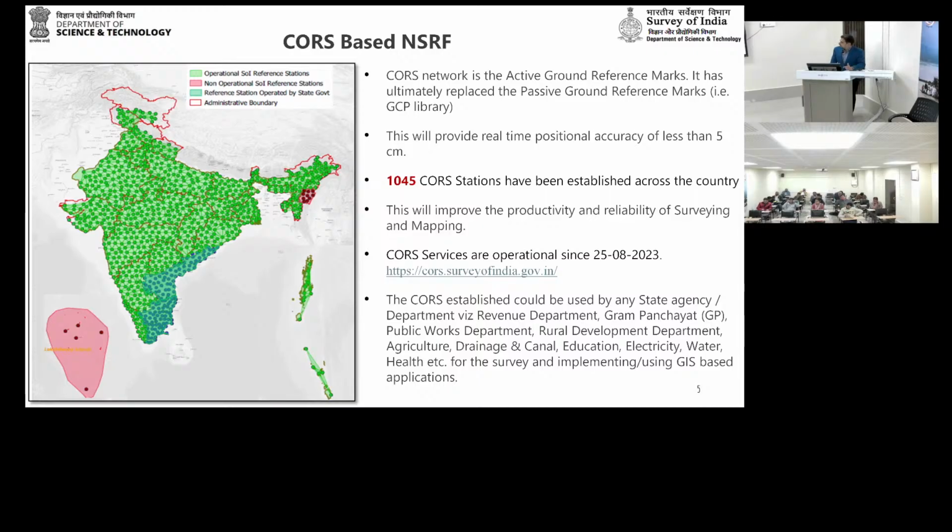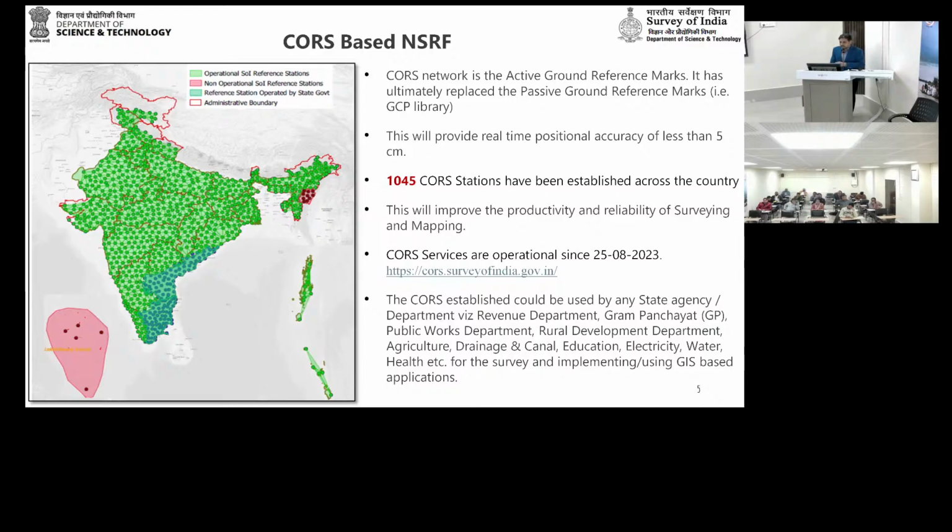This is a map of India showing all the locations where CORS are established. The dark green are the operational CORS established by Survey of India, and the light green are the CORS stations established by state governments. But these are in the process of integration into the national framework. Means Tamil Nadu and Andhra Pradesh have set up their own CORS networks, but we have signed an MOU with them so that they can be integrated with the national setup.